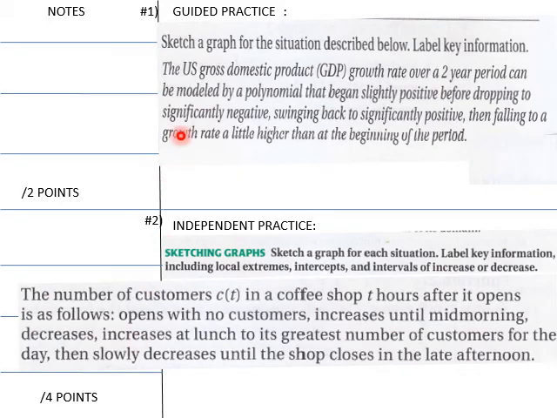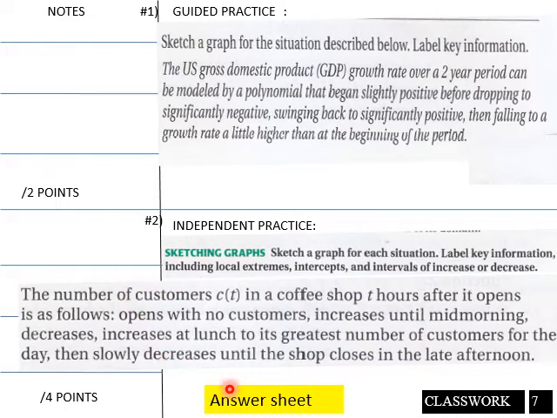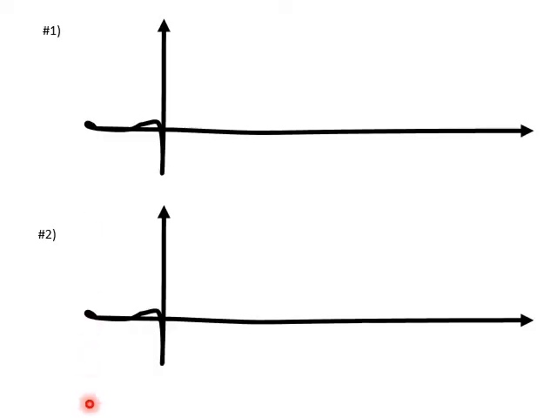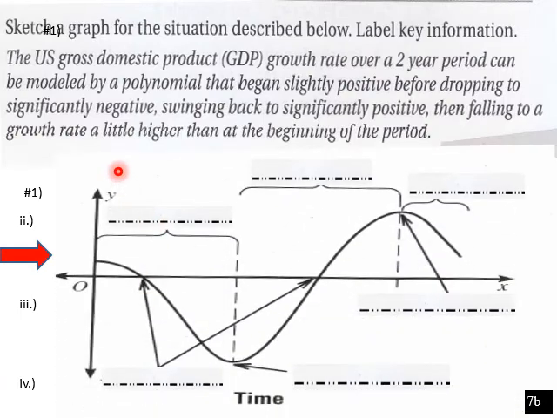Okay, our guided practice here: sketch a graph for the situation described below. And students, this is yours. Sketch a graph for each situation: number of customers in a coffee shop. It increases till mid-morning, decreases, increases at lunch to the greatest number of customers for the day, then slowly decreases until the shop closes in late afternoon. So go ahead, students, on a separate piece of paper, add it to your answer sheet and staple it to it, or take a picture of it with your phone and send it to me.